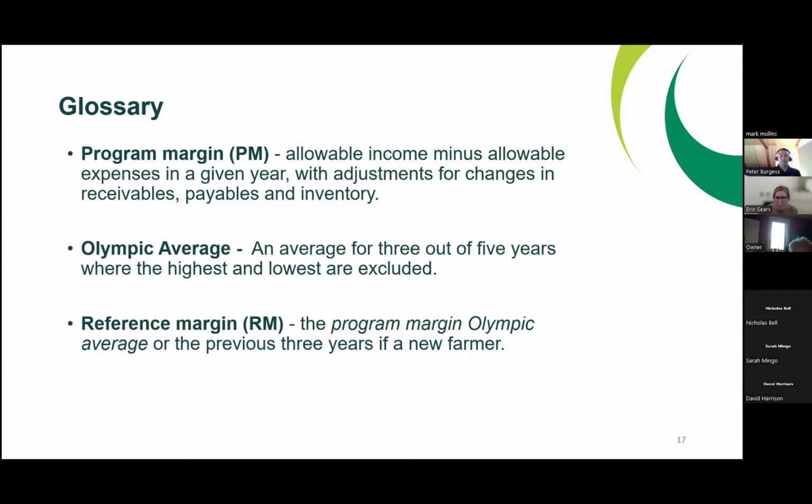So there are a couple of important definitions to help understand the program. Program margin is your allowable income minus your allowable expenses in a given year, with adjustments for changes in receivables, payables, and inventory. Your Olympic average is an average of 3 out of the 5 years, where the highest and lowest are excluded. I'm going to go over an example, so you're going to see some of these definitions put to use. And reference margin is the program margin Olympic average, or the previous 3 years if you're a new farmer.